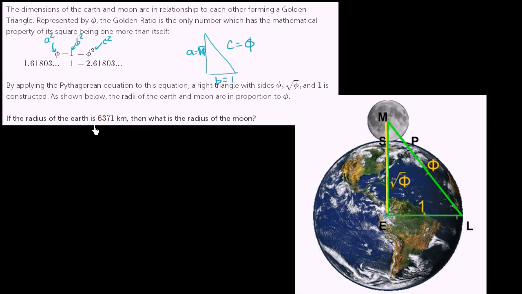If the radius of the Earth is 6,371 kilometers, then what is the radius of the Moon? So let's actually redraw this triangle here, but let's draw it in terms of kilometers. Right over here, the measurements are in terms of Earth radii. This right over here is 1 Earth radius. If this is 1 Earth radius, then the combined radii of the Moon and the Earth is square root of phi Earth radii. And the hypotenuse of this triangle is phi Earth radii. So this is in terms of Earth radii.